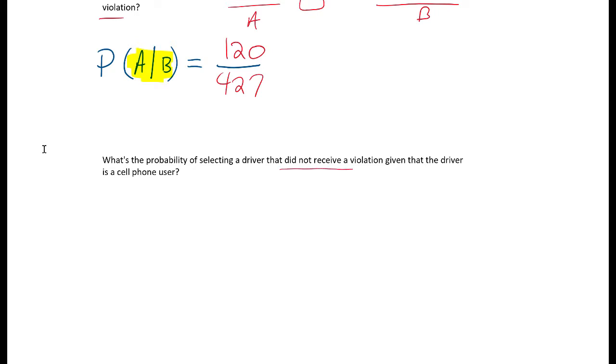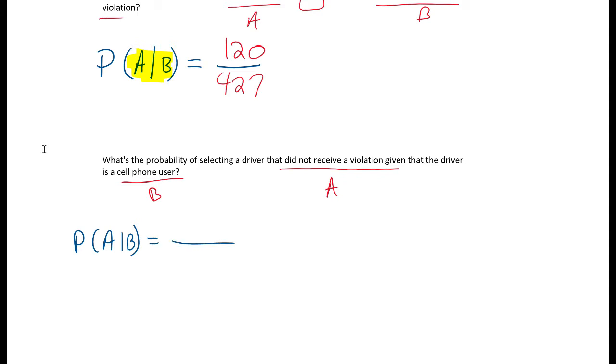So we're going to say not receiving a violation, once again, we'll let that be event A. And cell phone user, we're going to let that be event B. So we are trying to find a conditional probability here. We're trying to find the probability of A given B. Okay, in fact, I could have used the same events from the previous question, but then if I do that, this flips, it becomes B given A. But anyways, what does this equal?